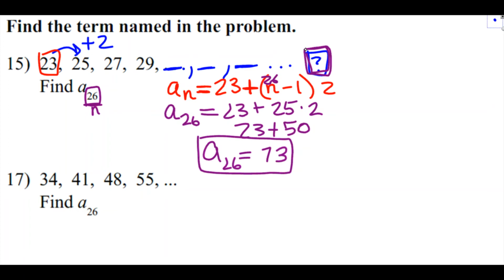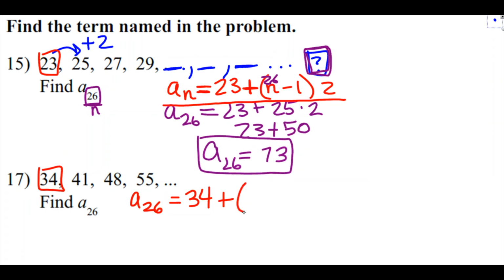Number 17 is doing the same thing. So we can think about this as the 26th term equals the first term, which is 34, just going by my formula, plus n minus 1, or in this case, n minus 1. If n is 26, we can go ahead and say that's 25 if we want, times that d number.